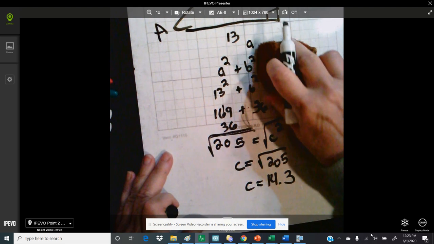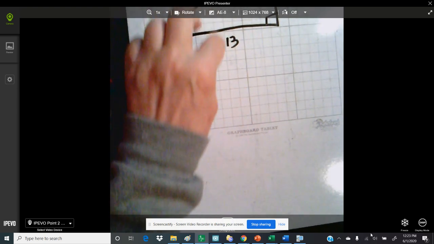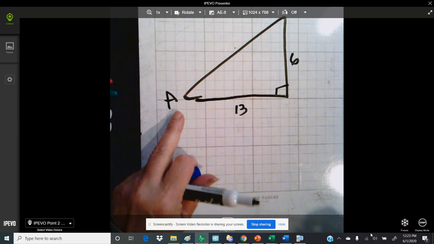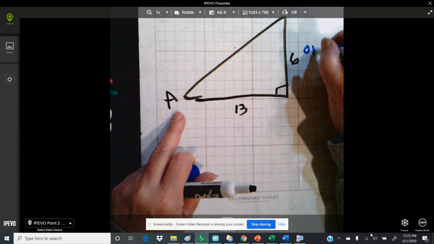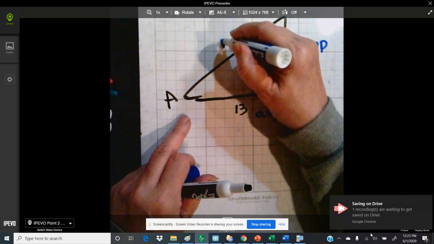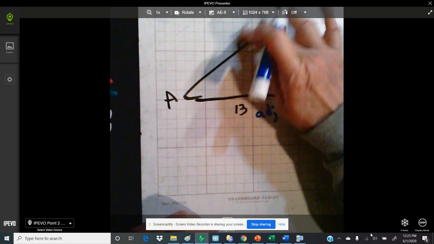And so this here is measurement of angle A. So now I'm going to have to use trig because I want to find an angle measure. So again, I'm going to pretend I don't know C. I'm just going to use those 2 values right here. So based on angle A, this one here is going to be the opposite. This is going to be the adjacent. This is the hypotenuse. I don't know anything about the hypotenuse, so I'm just going to ignore that one.